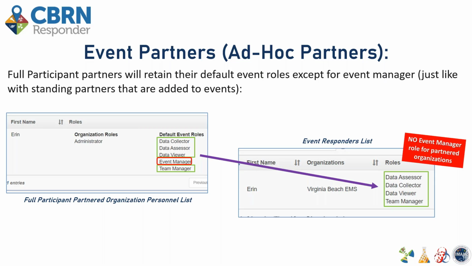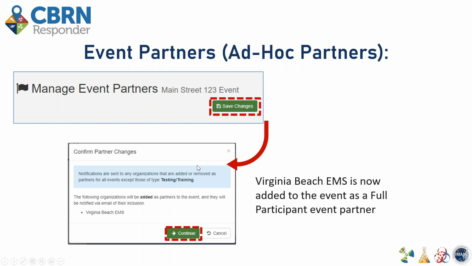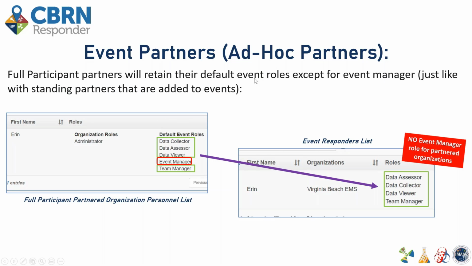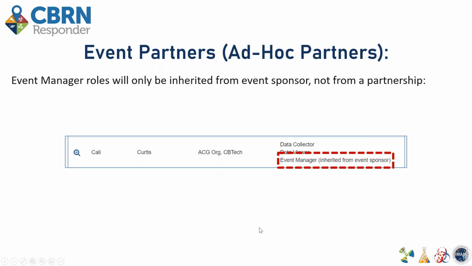This is very similar to the standing partnerships, but full participant partners will retain their default event roles except for event manager. So here, Erin is on the Virginia Beach EMS organization. She has the event manager role. However, when added as a full participant to my event, she does not have the event manager role. Only those individuals that have the event manager role will be inherited from the event sponsor, and you will know by taking a look here. If the event manager has been inherited from the event sponsor, you'll see so in the responders list.